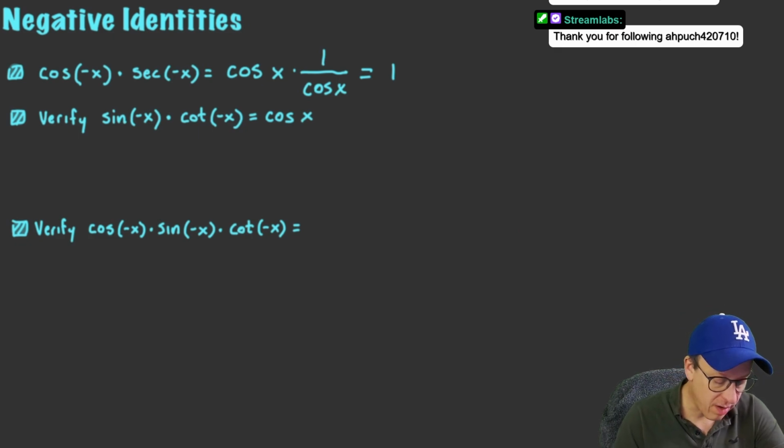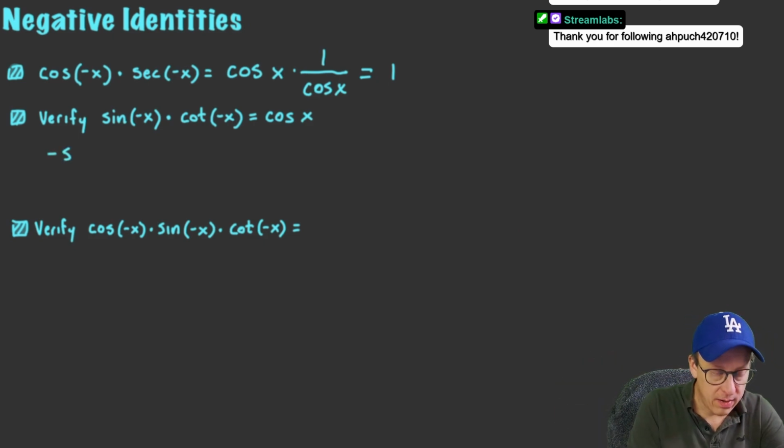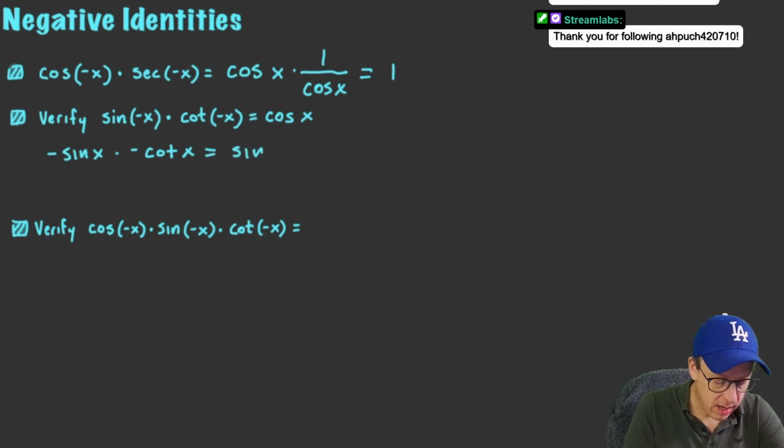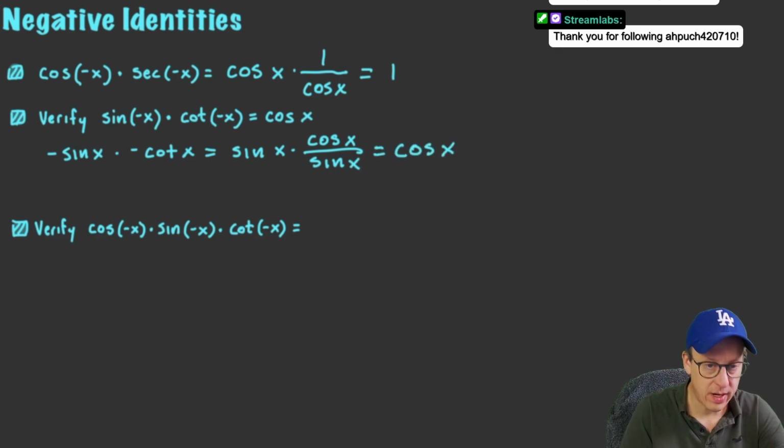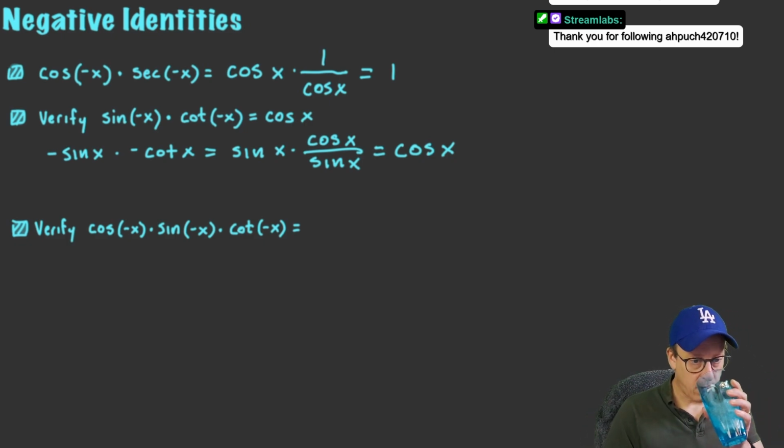Let's say you wanted to verify that the sine of a negative x times the cotangent of negative x is equal to the cosine of x. How could you do that? Well, we can go negative sine of x times the negative cotangent x is going to be equal to the sine of x times cosine x over sine of x, which is going to be equal to cosine of x. All right. This last one, or this one right here, is a little bit more complicated.